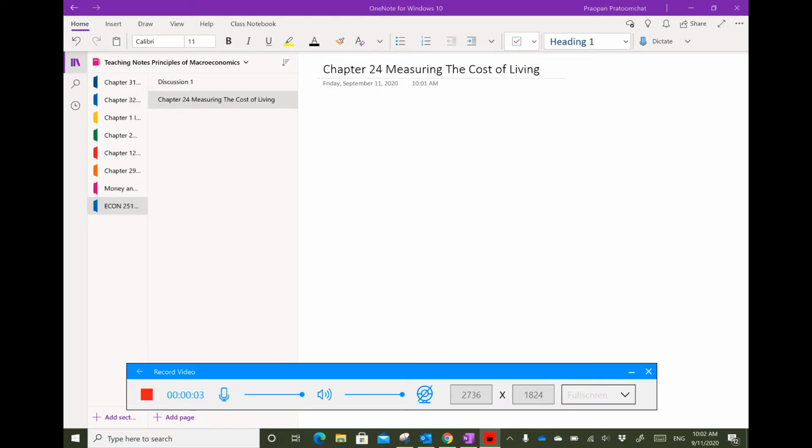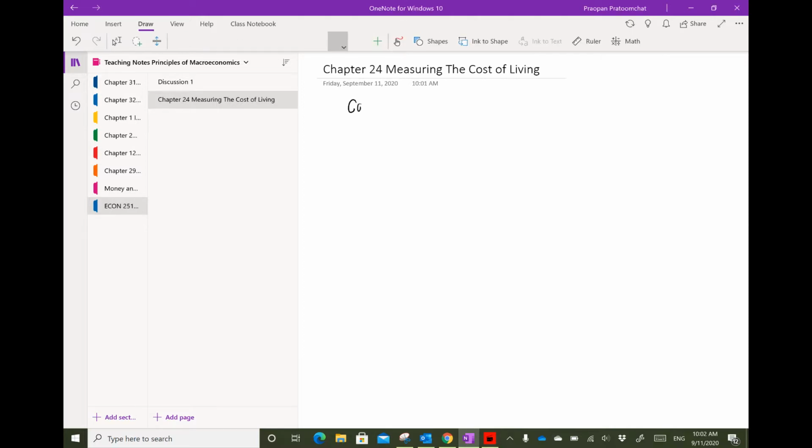All right. What is the definition of CPI or Consumer Price Index? Okay. It is used to measure the typical consumer's cost of living, and it is the basis of cost of living adjustment in many contracts and in Social Security.